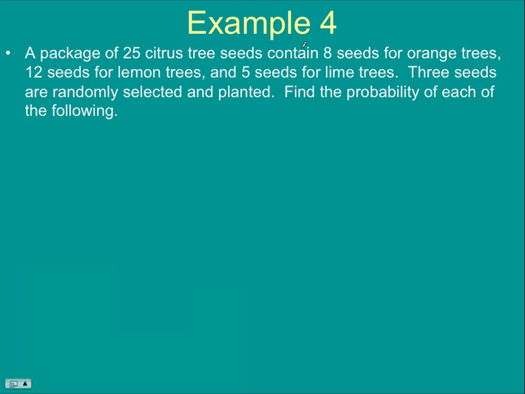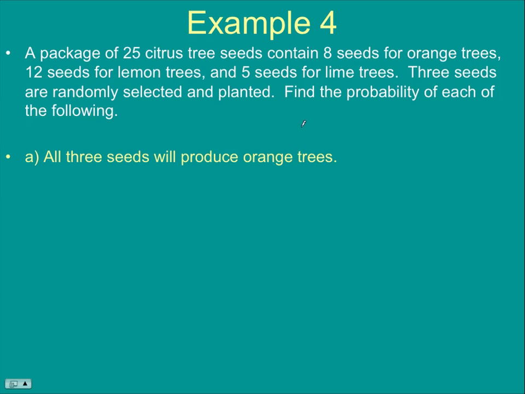Okay, in example 4, it says a package of 25 citrus tree seeds contains 8 seeds for orange trees, 12 seeds for lemon trees, and 5 seeds for lime trees. 3 seeds are randomly selected and planted, and find the probability of each of the following. So first, that all 3 seeds will produce orange trees.